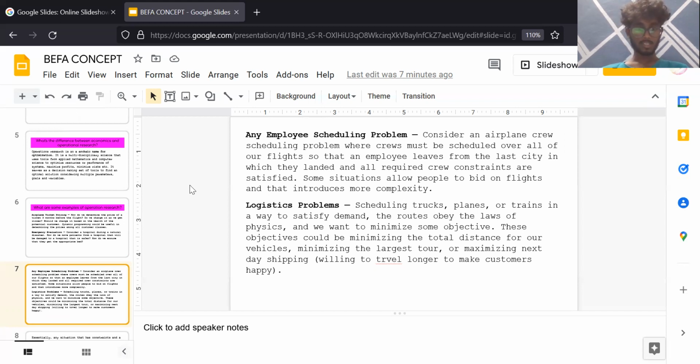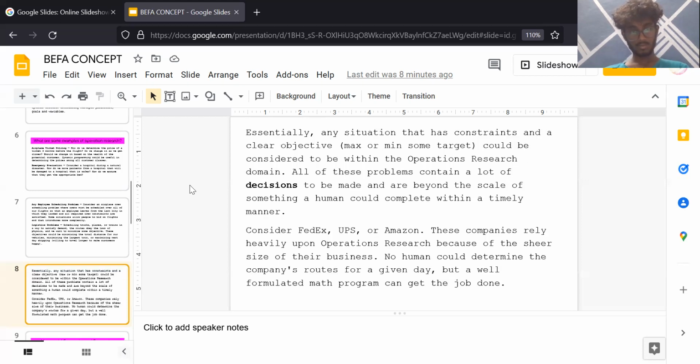And fourth is logistics problems. Scheduling trucks, planes, or trains in a way to satisfy demand, the routes obey the laws of physics, and we want to minimize some objective. These objectives could be minimizing the total distances for our vehicles, minimizing the largest tour, or maximizing next day shipping. Essentially, any situation that has constraints and a clear objective could be considered to be within the operations research domain.